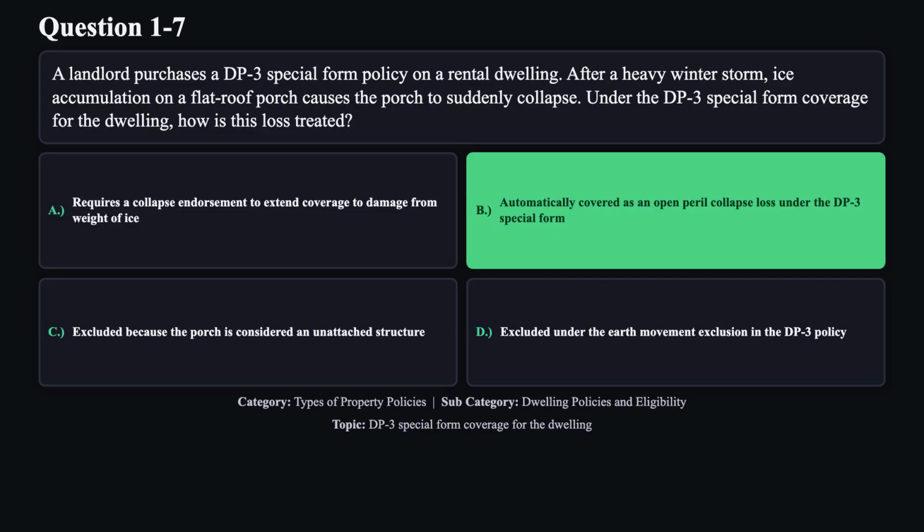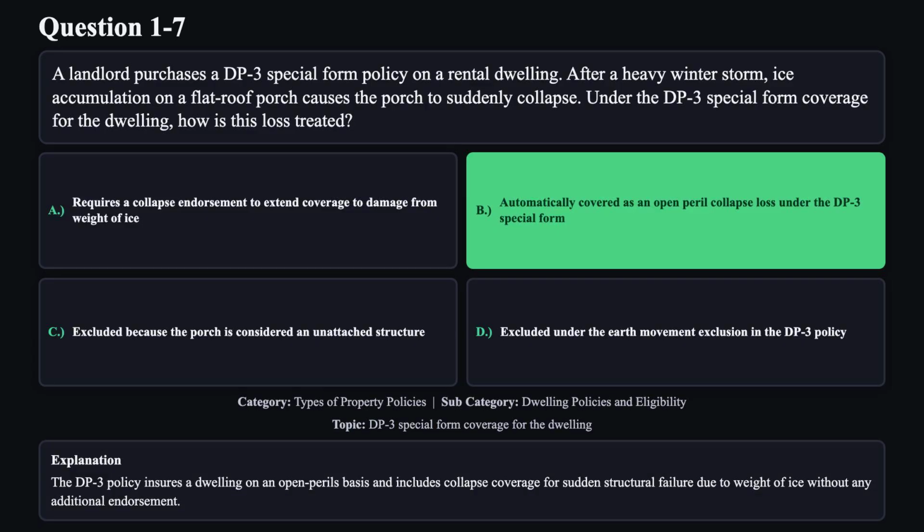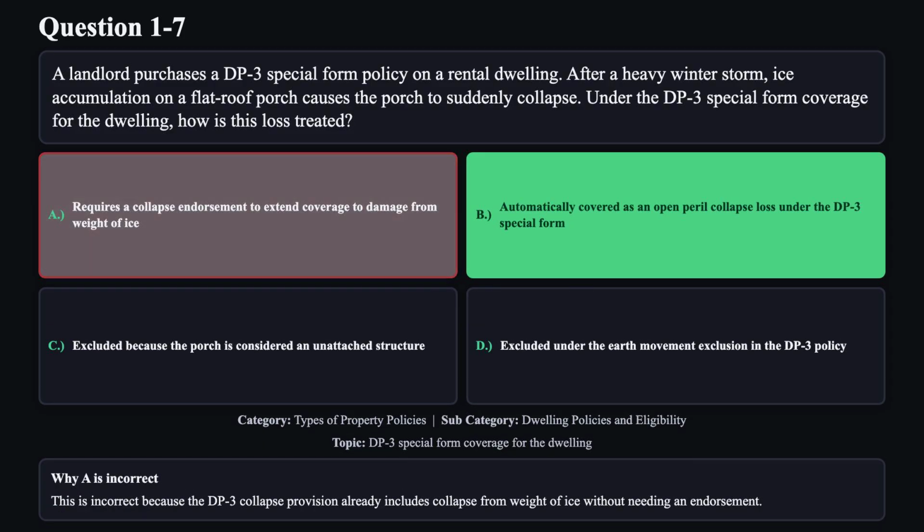The correct answer is B. The DP3 policy insures a dwelling on an open perils basis and includes collapse coverage for sudden structural failure due to weight of ice without any additional endorsement. Reason A is not correct. This is incorrect because the DP3 collapse provision already includes collapse from weight of ice without needing an endorsement.